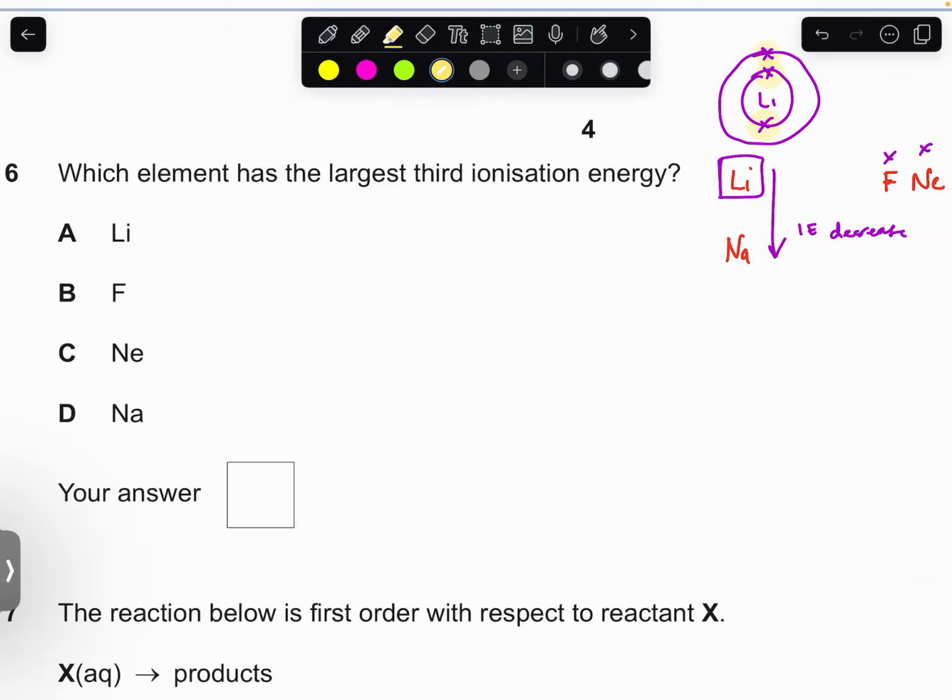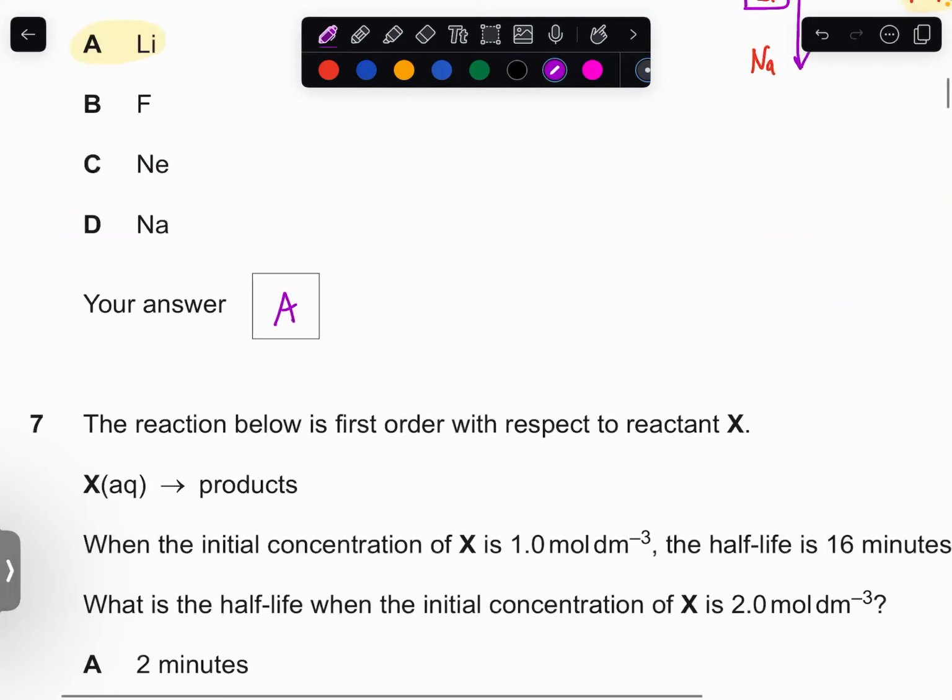Even though these two have a greater number of protons or nuclear charge, they're being removed from the outer electron shell, whereas for lithium, you're removing the third electron from the innermost shell. So the answer will be A. And the mark scheme supports that. This is an A2 question.